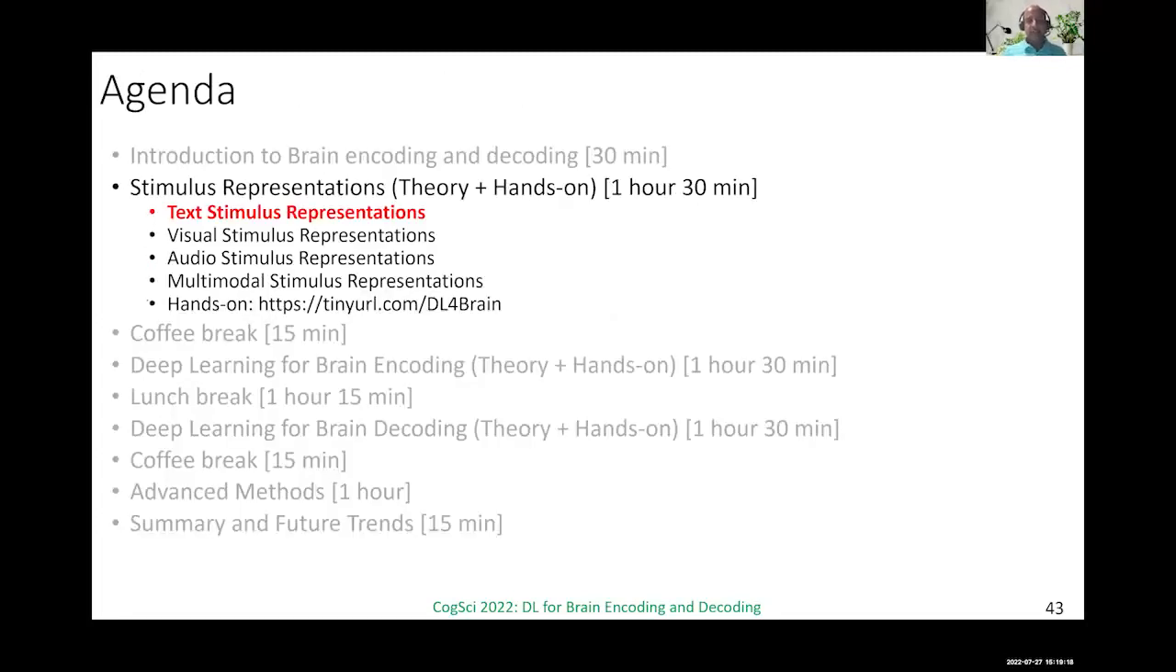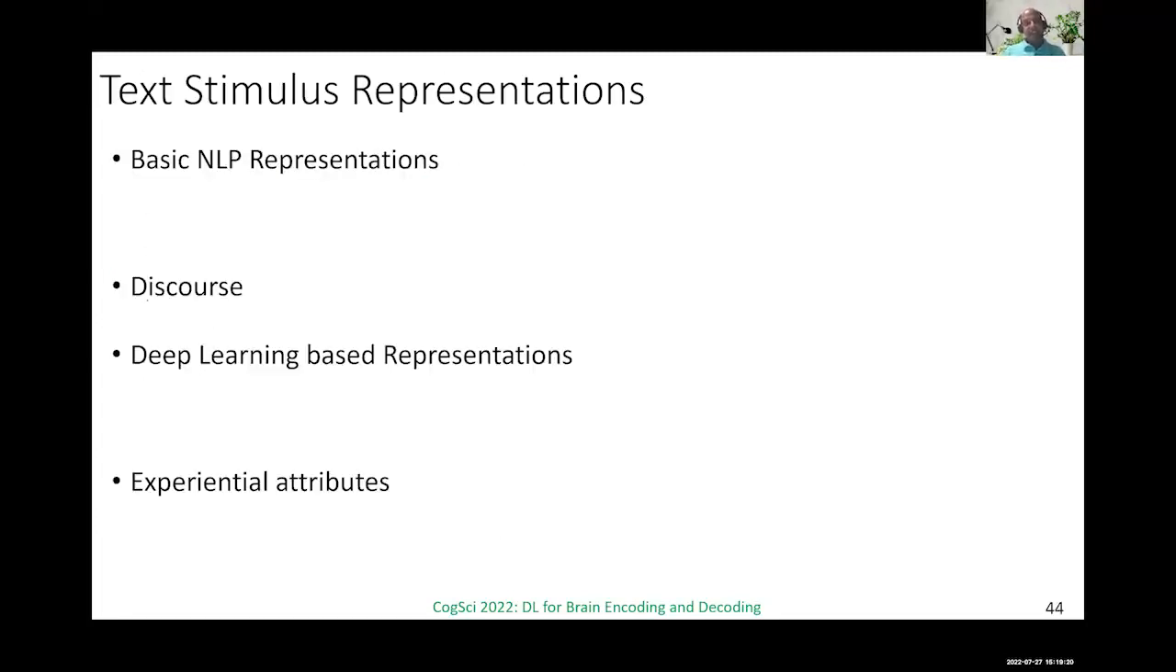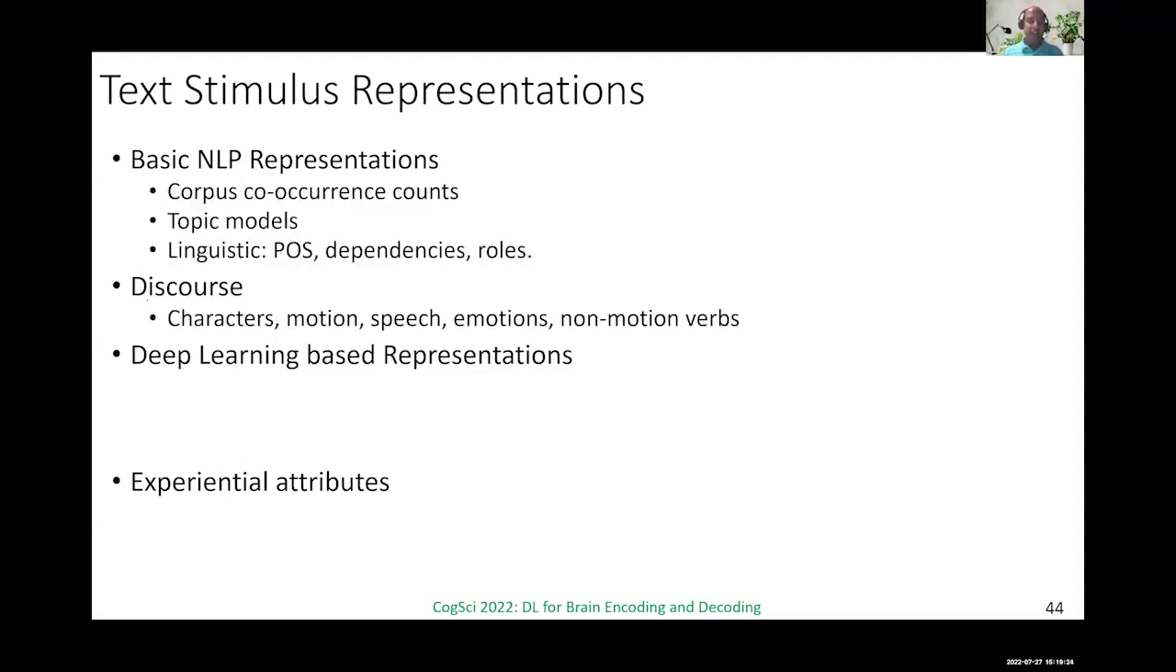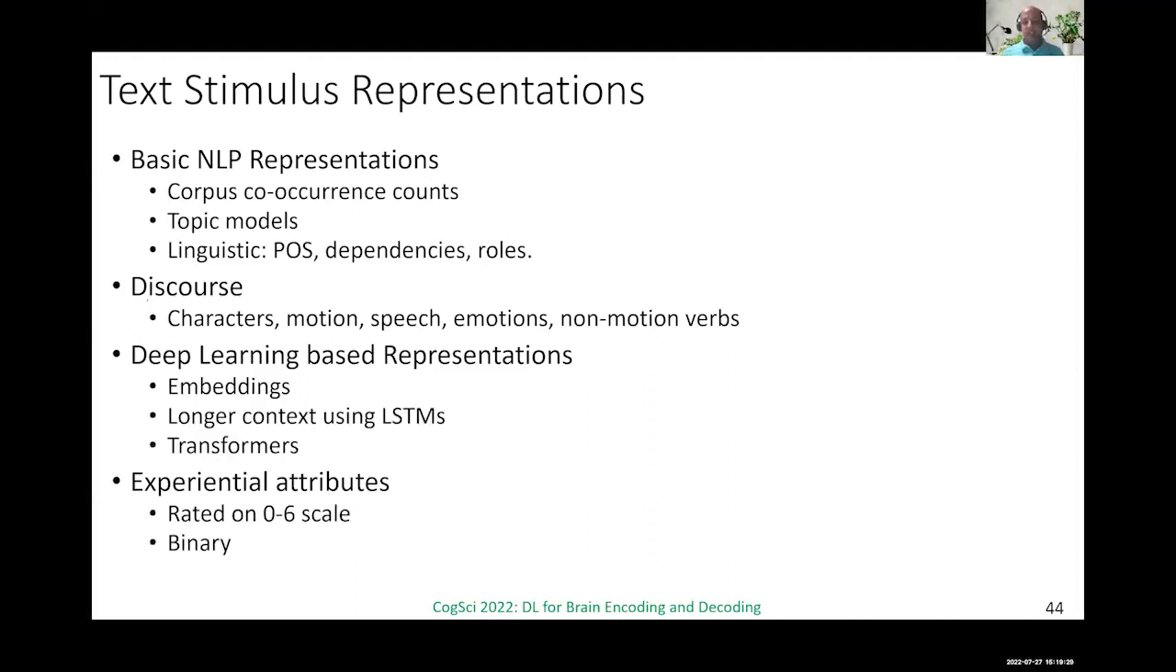Okay. Let's start with text stimulus representations. As I mentioned earlier, there are these different kinds of representations: basic NLP representations, corpus counts, topic models, and so on, discourse representations, deep learning based representations, and experiential attributes. The experiential attributes could be ratings on a scale of 0 to 5, 0 to 6, or they could also be binary ratings. Okay. So let's start with the first one.